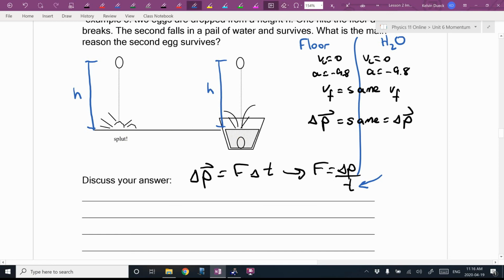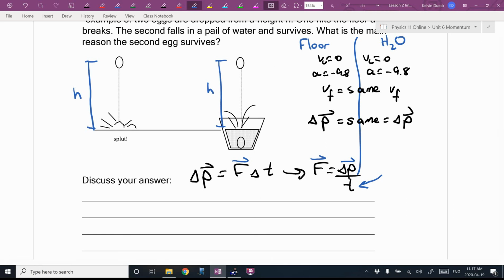Assuming they have the same mass, let's pretend they do, they have the same impulse, but I can make the time of impact last longer. And if I can make the time of impact last longer, if I divide the same impulse by a bigger number, I'll get a smaller answer. And in this case, the smaller answer is the force. It makes the force smaller.